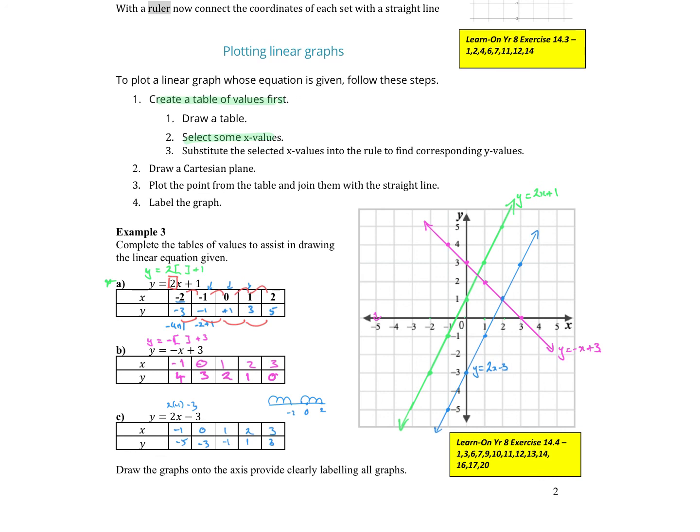Okay, so that's our process of sketching out graphs. Draw yourself a little table first, and then fill in the results, and then plot the points and join the line. Don't forget to label your line with a graph. Okay.